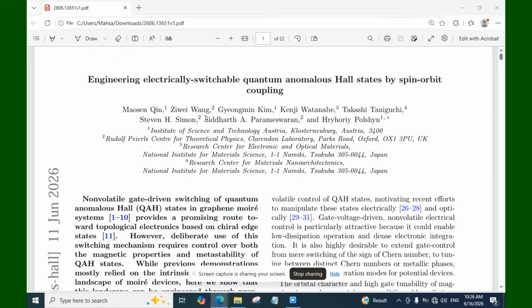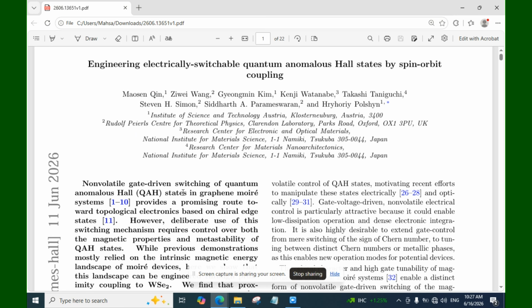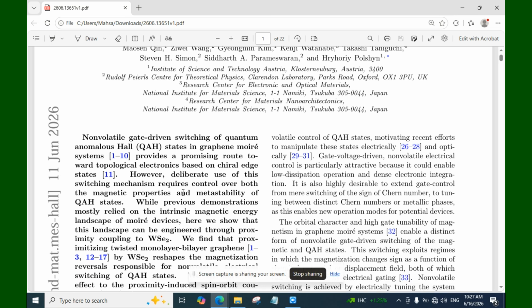In the name of Almighty God, I'm Mahsa Sankoshi, and today I want to talk about "Engineering electrically switchable quantum anomalous Hall states by spin-orbit coupling." It was written by Moson Queen, Kim Watanabe, Takashi Taniguchi, Simon, and Polishin, from the Institute of Science and Technology Austria, the Center for Theoretical Physics, Central Laboratory, Park Road, Oxford, and the National Institute for Materials Science in Japan and UK.